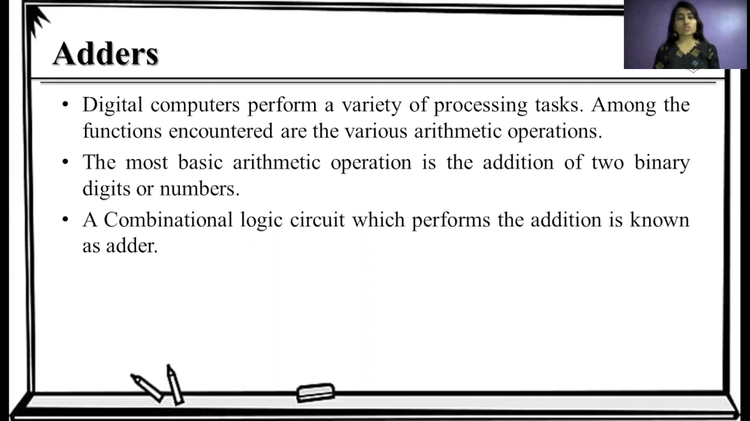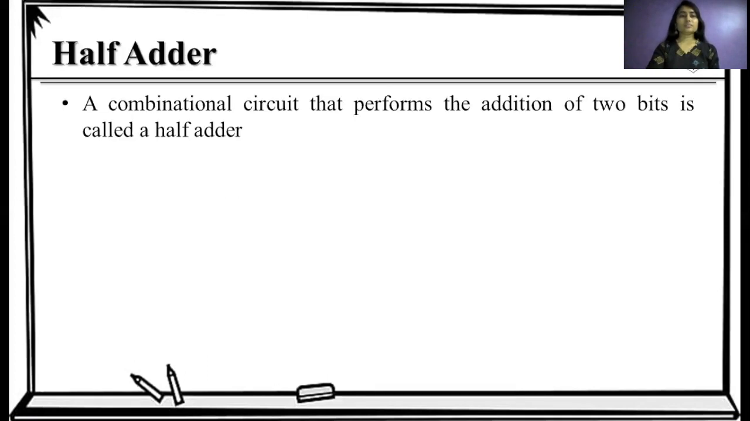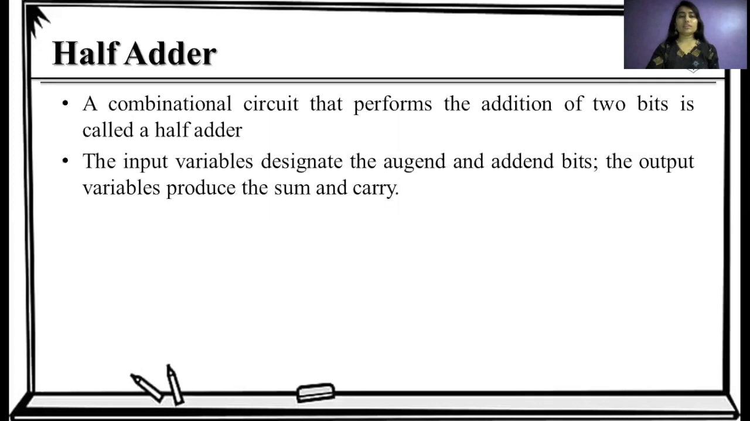We have two types of adders, half adder and full adder. So let's discuss one by one. First, half adder. A combinational circuit that performs the addition of two bits is called a half adder. The input variables designate the augend and addend bits. The output variables produce the sum and carry.